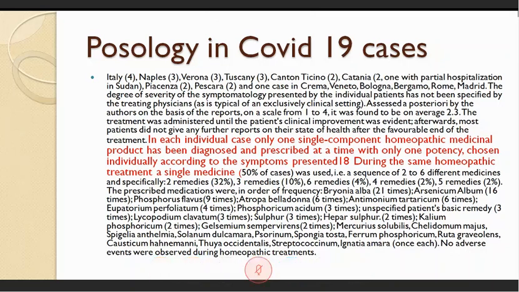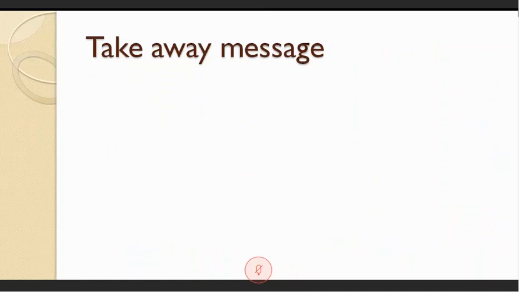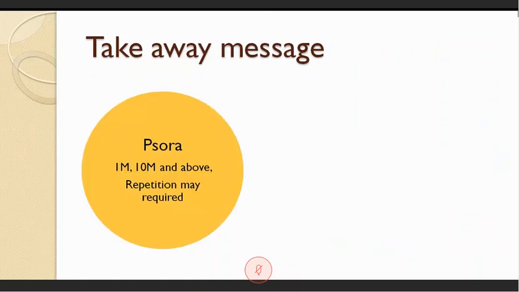Okay. So this is the thing. We should be very sure with the potency. So what is the takeaway message? In psoric cases, for example conjunctivitis, appendicitis, rhinitis, any psoric cases, after taking the case, after the remedy diagnosis and the prescription, we can base it on 1M, 10M and above, and repetition may be required in the acute cases. So it depends on the case, so you can treat.